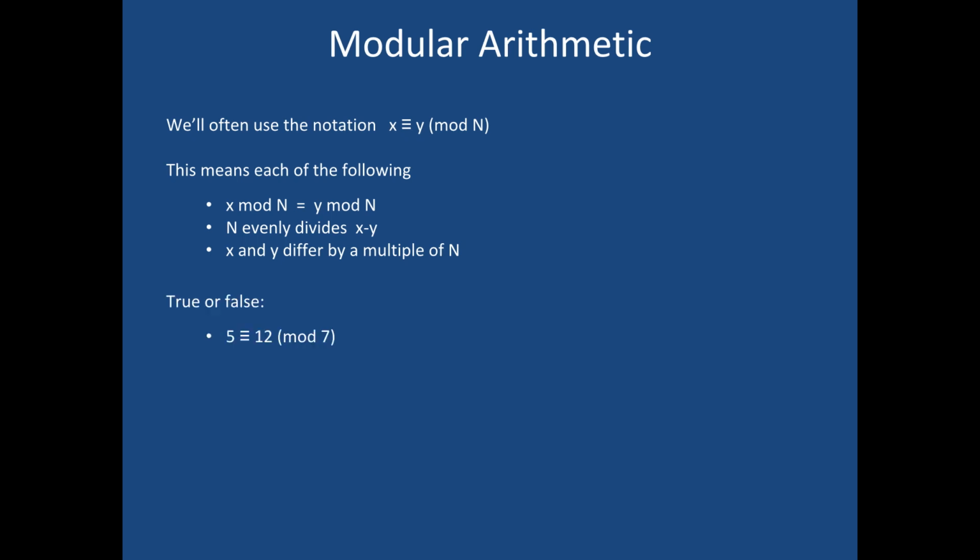So you tell me true or false. Is 5 congruent to 12 mod 7? Are those the same numbers if you're working mod 7? Yeah. Is 14 the same as 36 working mod 3? Well, what's 36 mod 3? 0. 36 is a multiple of 3, so its modulus will be 0, and I know 14 is not a multiple of 3. So that's not true.